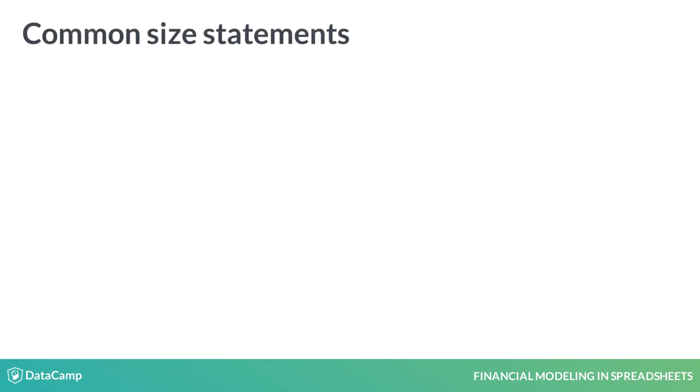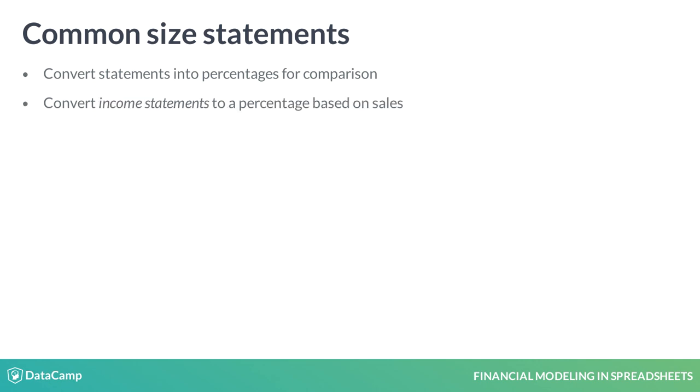To extend the two models you've learned, you can use these completed sheets to create a common size statement. Common size statements are converted to percentages to help compare and see where money is allocated. On income statements, you would convert each value to a percent of sales, while balance statements convert values into percents of assets or the combined total for equity and liabilities.